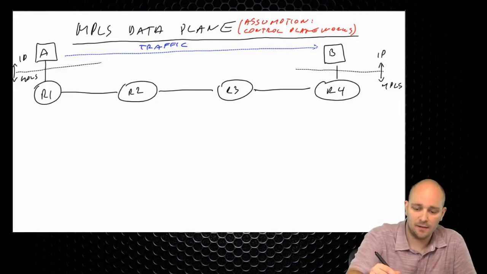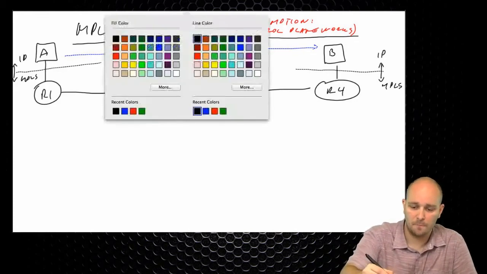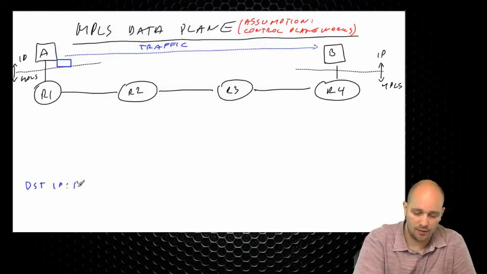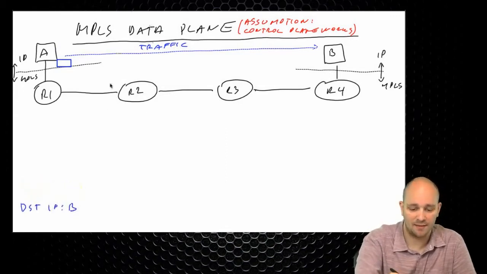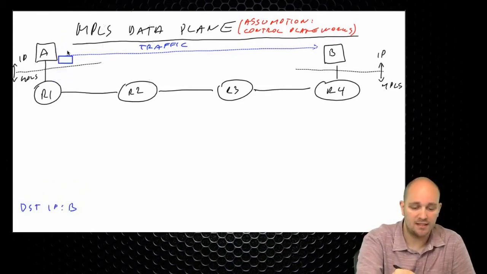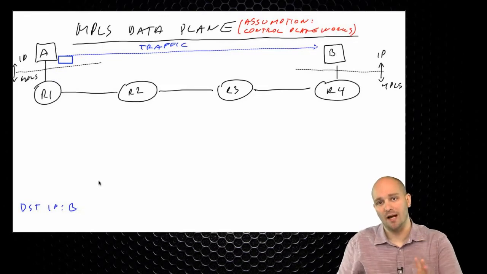So let's say here, as a start, that my router A here sends just a regular IP packet. So this is our IP packet. Now, this IP packet is sent, and the destination IP address of the packet is going to be B. So this is what exists on this IP packet. When this IP packet arrives here to R1, it is going to be just a regular IP packet.